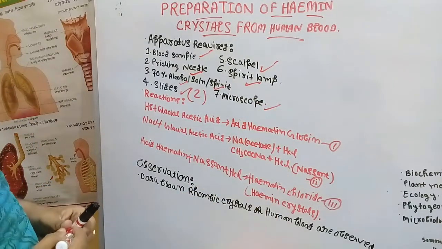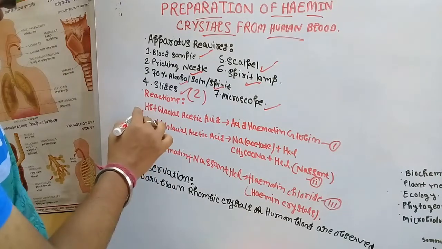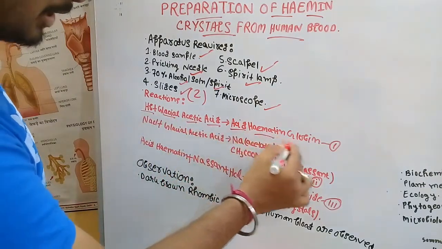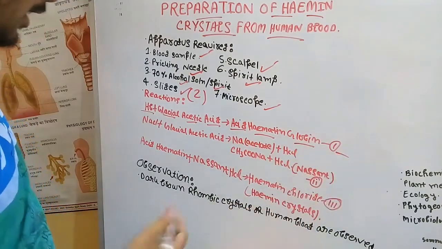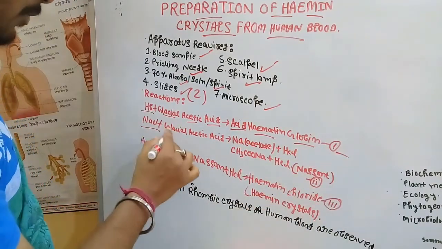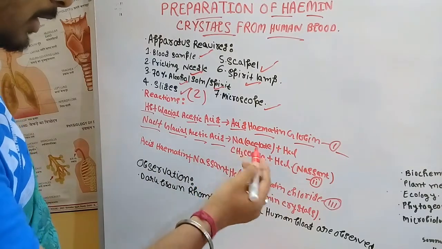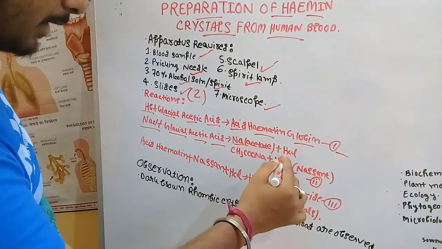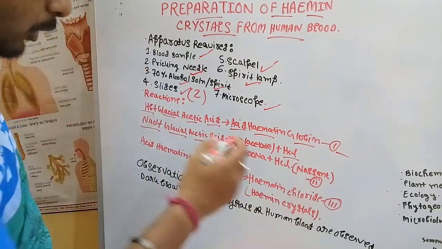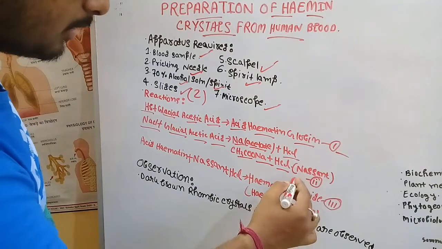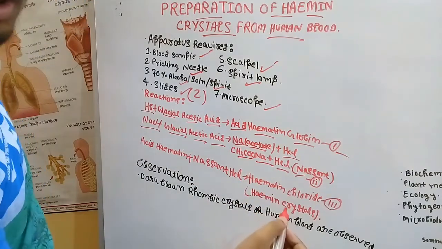There are a few reactions here. The first reaction is hemoglobin plus glacial acetic acid will give us acid hematine globin. That is the first reaction. The second reaction is NaCl plus glacial acetic acid, which will give us sodium acetate plus HCl, that is CH3COONa plus nascent HCl. It is equation number 2.